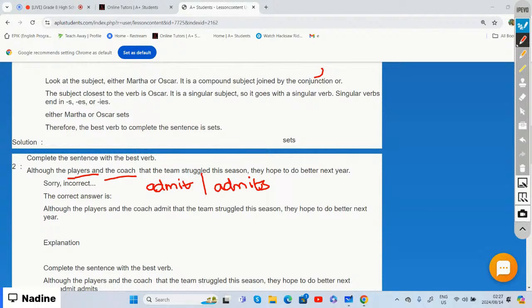And if we were to choose the correct one, remember it is more than one, and we said when we use and, then it means that it's more than one person because we're adding on to people. So it is a plural subject. So we say although the players and the coach admit that the team struggled this season. They hope to do better next year.